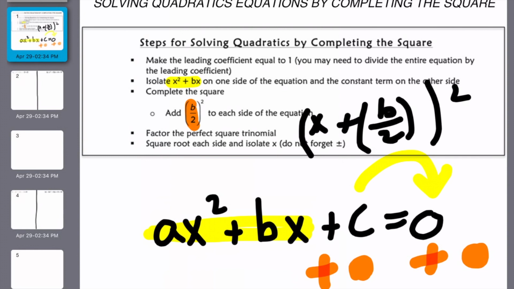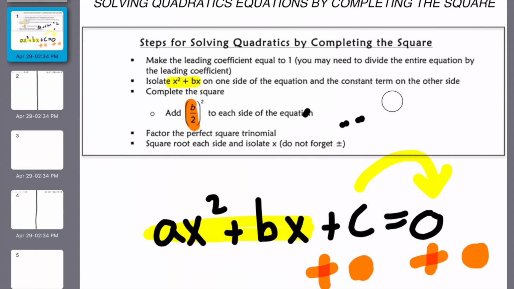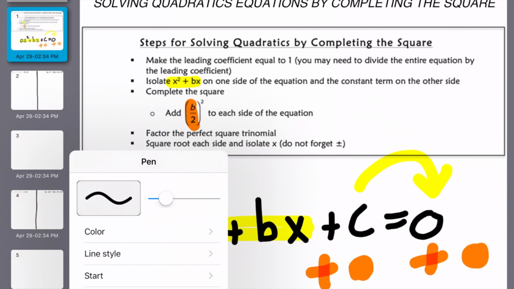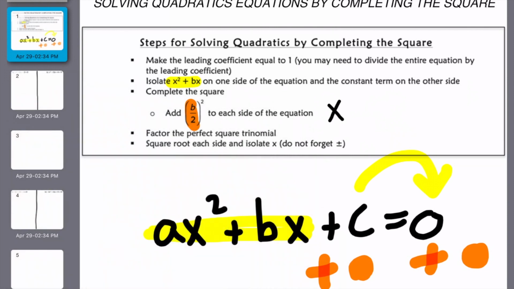Okay? So let me erase this and make it a little bit smaller, so that way it's a little bit easier to read. So it'll be like x plus the b over 2 squared. So this is what we're going to be doing, and we're going to try this out with a couple of examples. I have 4 different examples for us to look at. Okay, so let's jump into it.